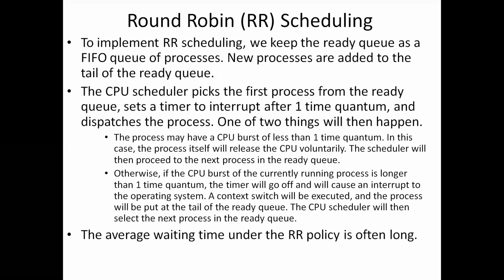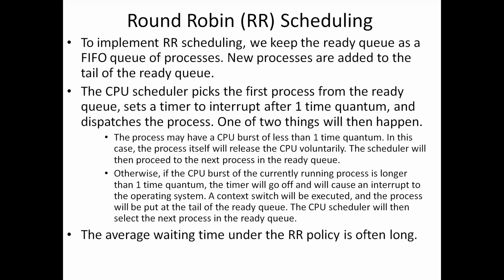So for that purpose, the process will be shifted from the CPU to the tail of the ready queue after execution of one time quantum. The CPU scheduler will then select the next process in the ready queue. Here there are two possibilities. One is that the CPU burst time is less than the time quantum. In that case, the process itself will release the CPU, so the CPU will be scheduled for the next process in the ready queue.